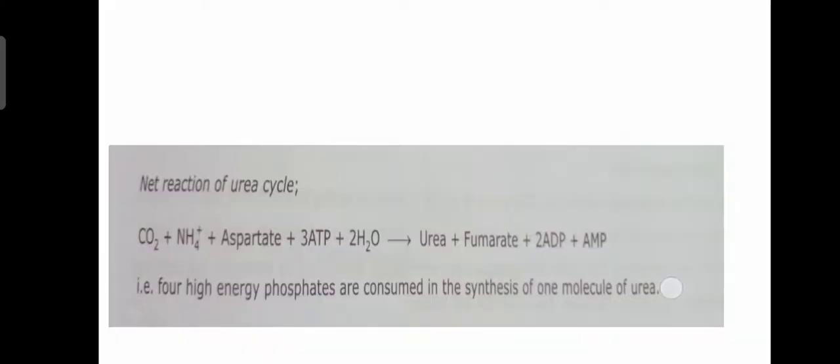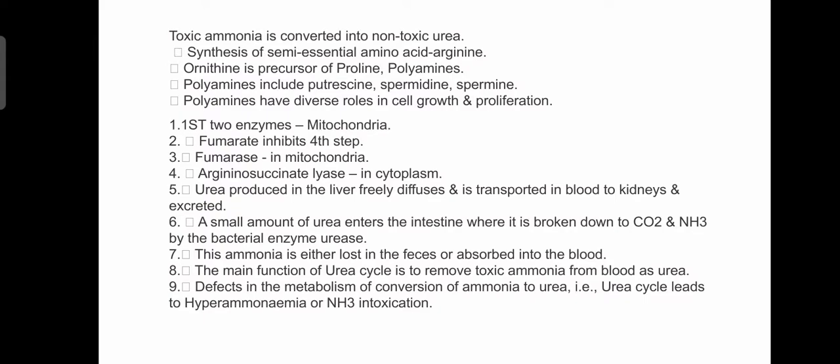Now we will go to the significance. What are the significance? Toxic ammonia is converted into non-toxic urea. It is excreted through urine. The toxic materials are removed from the body through urea. Then synthesis of semi-essential amino acid arginine. Ornithine is precursor of proline. Polyamines include putrescine, spermidine, spermine. Then polyamines have diverse roles in cell growth and proliferation. These are some significance of urea cycle.